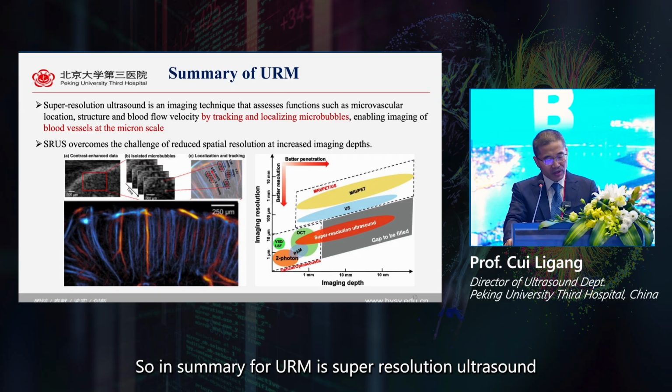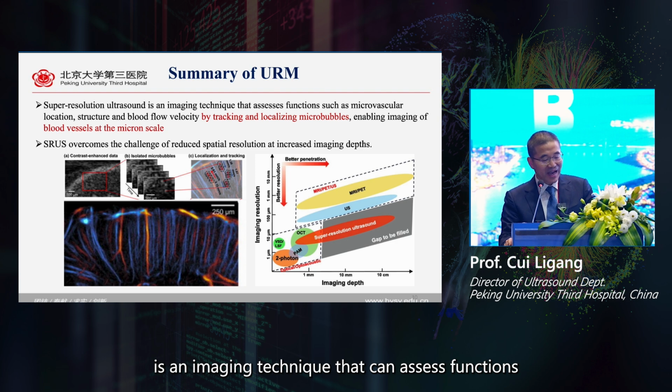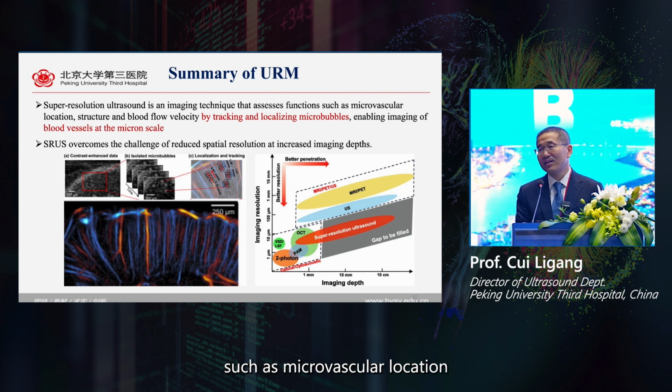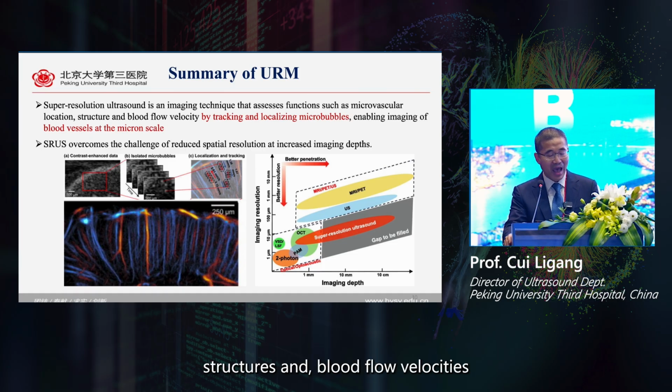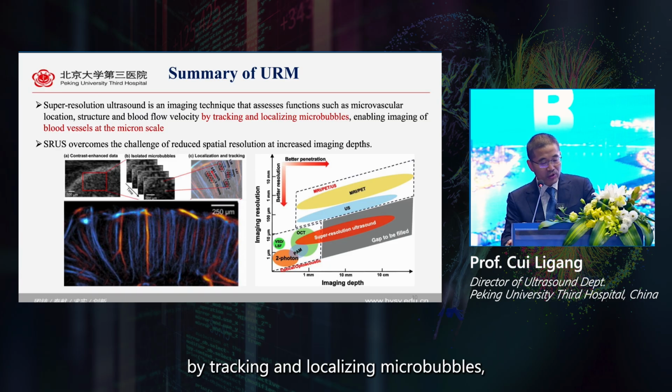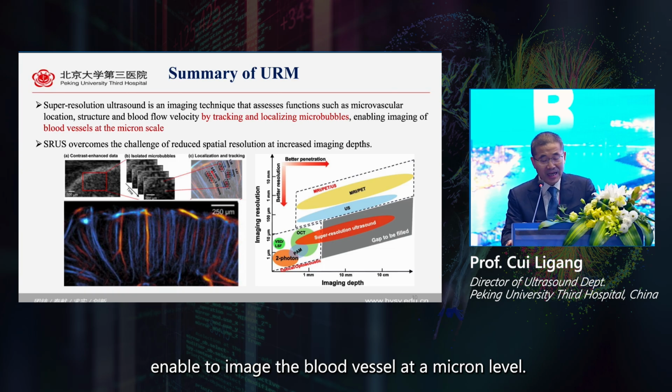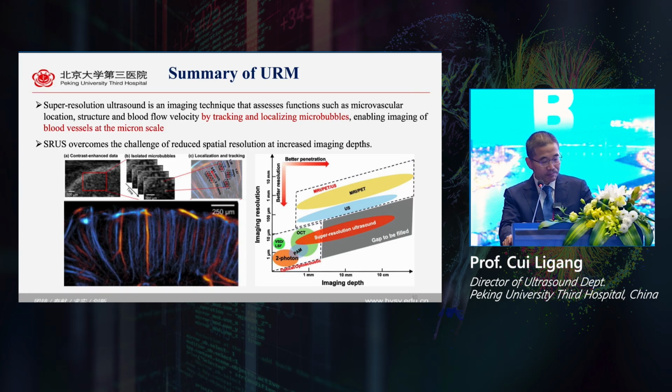To summarize, URM, this super resolution ultrasound, is an imaging technique that can assess functions such as microvascular location, structures, and blood flow velocities by tracking and localizing microbubbles, enabling us to image the blood vessels at a micron level.